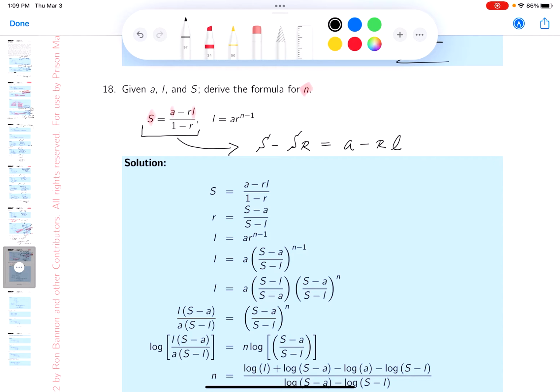I'm actually going to solve for R. All right? Someone says, why do you want to do that? You know what? I just know A, L, and S, but I don't want R in that. So I'm going to solve for R and see what happens. And if you do that, let's write it down.